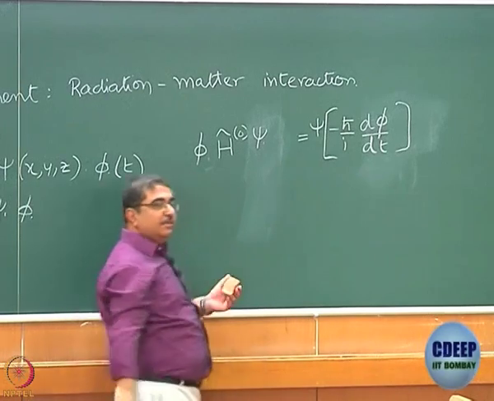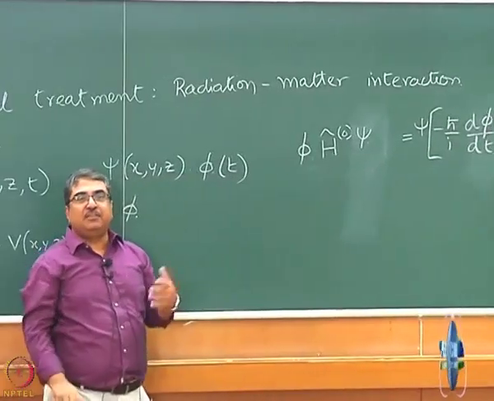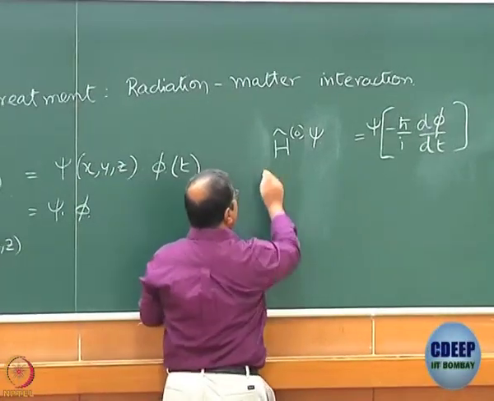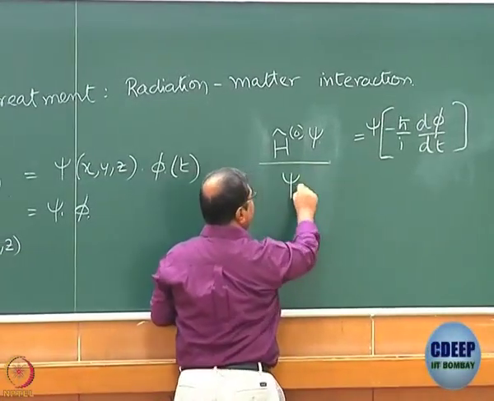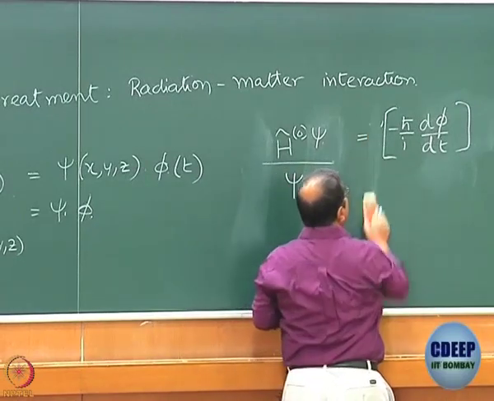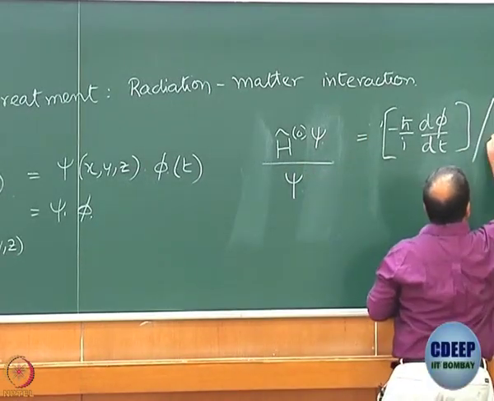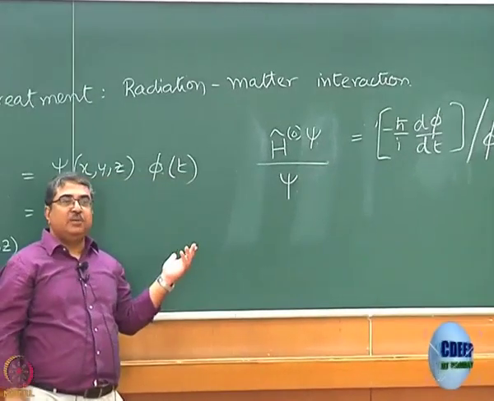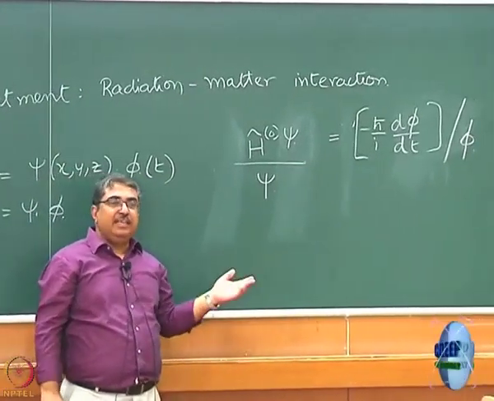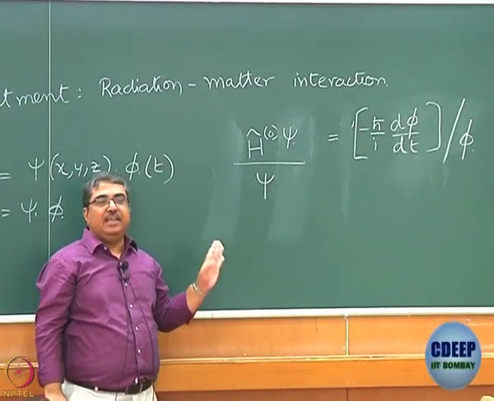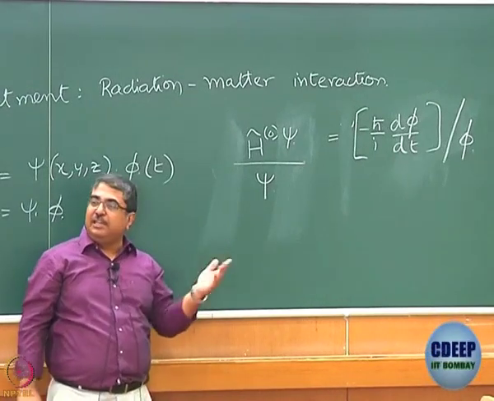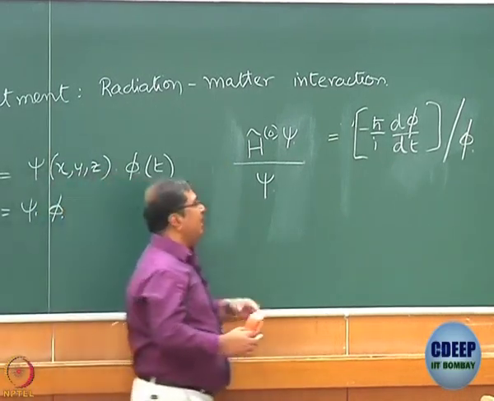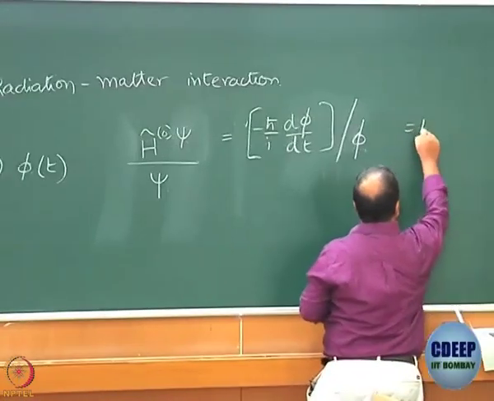And the next step is also simple. Divide both sides by the product of psi and phi. What do you get on the left hand side? You get H psi divided by psi. On the right hand side, you get this whole thing divided by phi. Now, left hand side is a function of spatial coordinates only, no time. Right hand side is a function of temporal coordinate, time only, no spatial part. So both sides have to be equal to some constant. And as we know already what the left hand side is, we write it simply as E, energy.